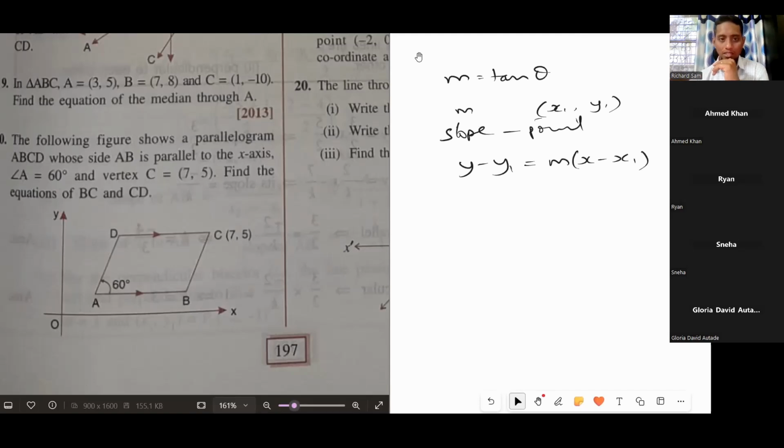So angle A is 60 degrees. If we extend this line, then this angle is also 60 degrees. So we have the angle, which means from theta we can find m. So we have the slope and we have a point. Again, the same slope point formula, you'll find the equation of BC. Is that clear, Ahmed?